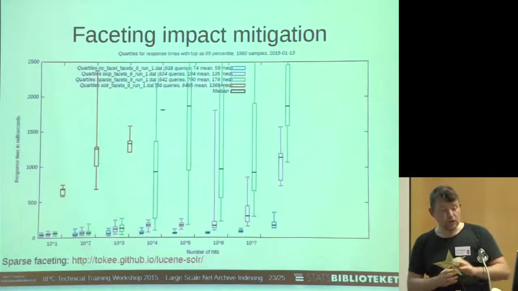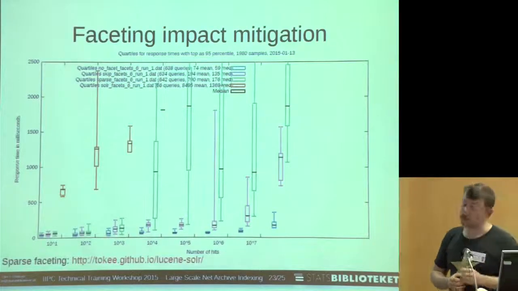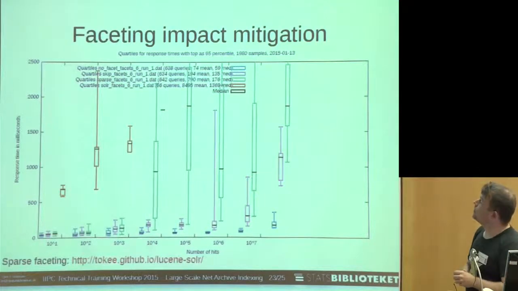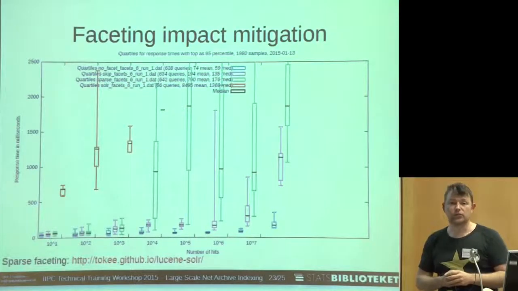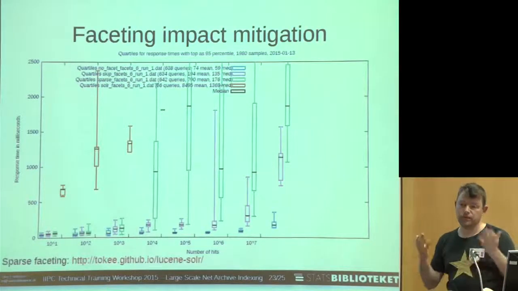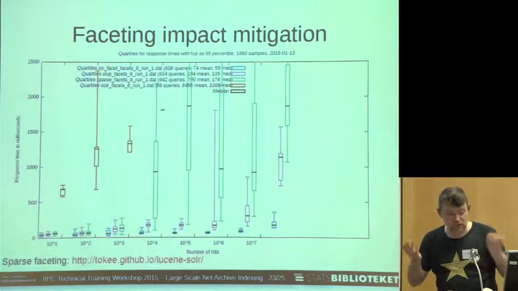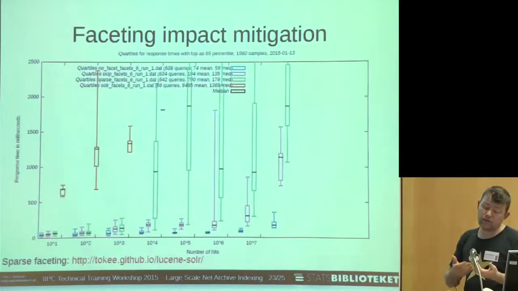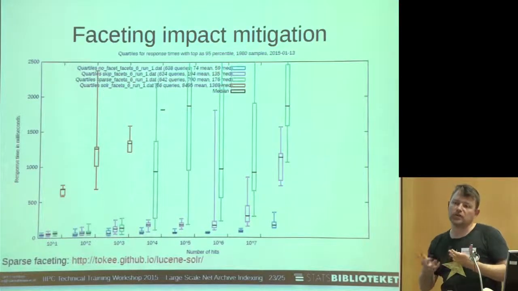Well, what I plotted here is the blue ones are without faceting. That's just raw search time. Search for something, get 10 documents back. So it's to have a baseline in order to see how much can we gain from adding features or dialing on something.